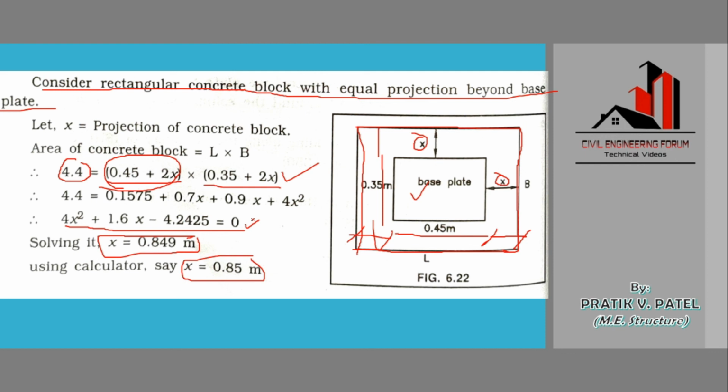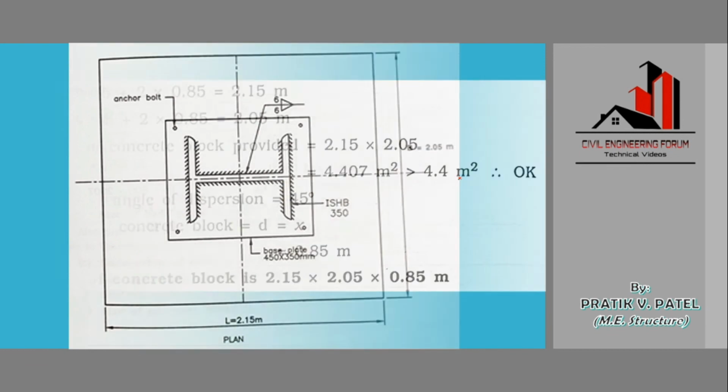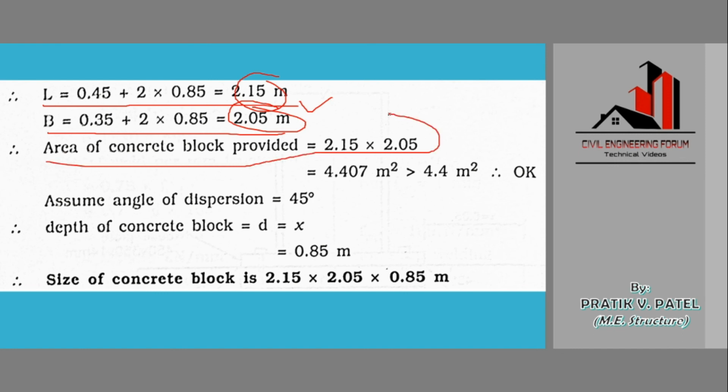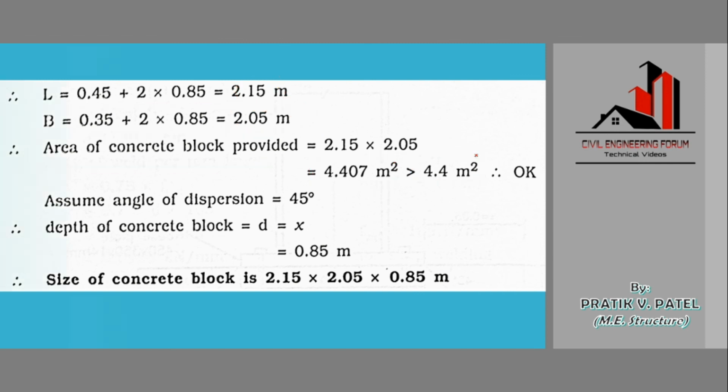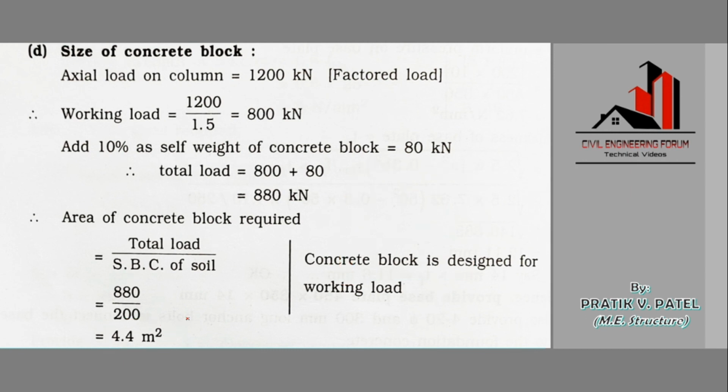So we'll add this value of x to the dimensions of the base plate, 2 into x. So these are the dimensions. Length is 0.45 plus 2x, width is 0.35 plus 2x. So the length and width of the concrete block are shown here, 2.15 and 2.05 meter. Now the area of concrete block provided is, multiplying both length and width, 4.407 meter square, and that is greater than the 4.4 meter square we found previously. Yes, it is greater, therefore it is okay.